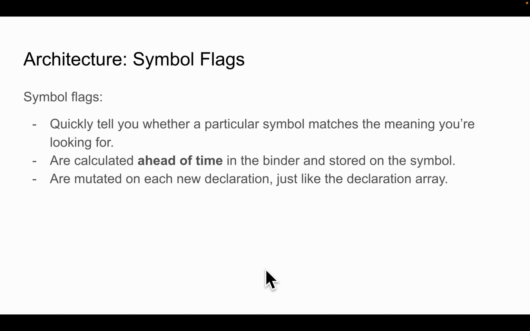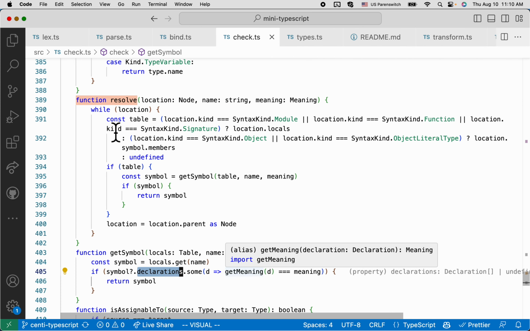So let's talk about one more thing that we have to look at the real TypeScript compiler for, and that's symbol flags. Symbol flags quickly tell you whether a particular symbol matches the meaning you're looking for. This is an optimization, really, but it's kind of interesting, and if you are reading the real TypeScript binder, you probably want to know about this because it's confusing at first, and it's sort of a subtle implementation. Basically, that lets us not iterate over the declaration list each time. You just, as you're binding, use bit flags to calculate ahead of time what kinds of declarations are on there. So let's show that off.